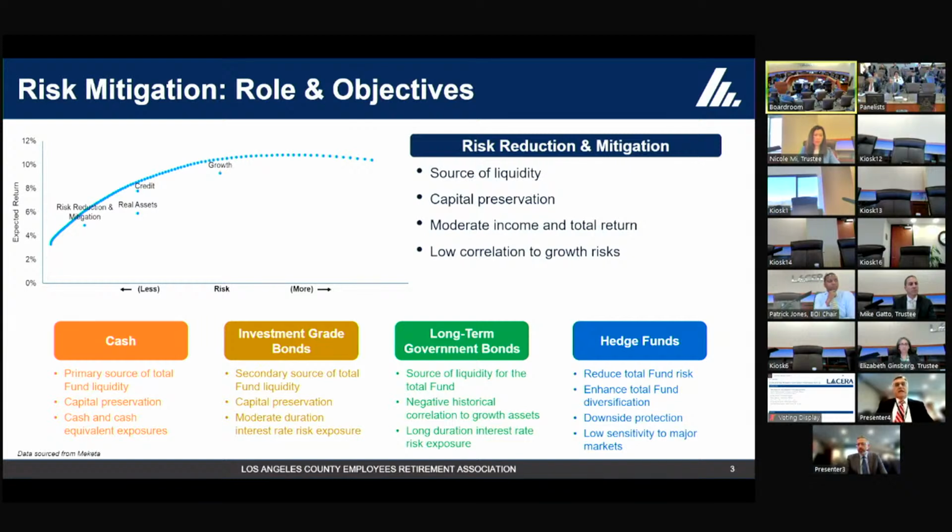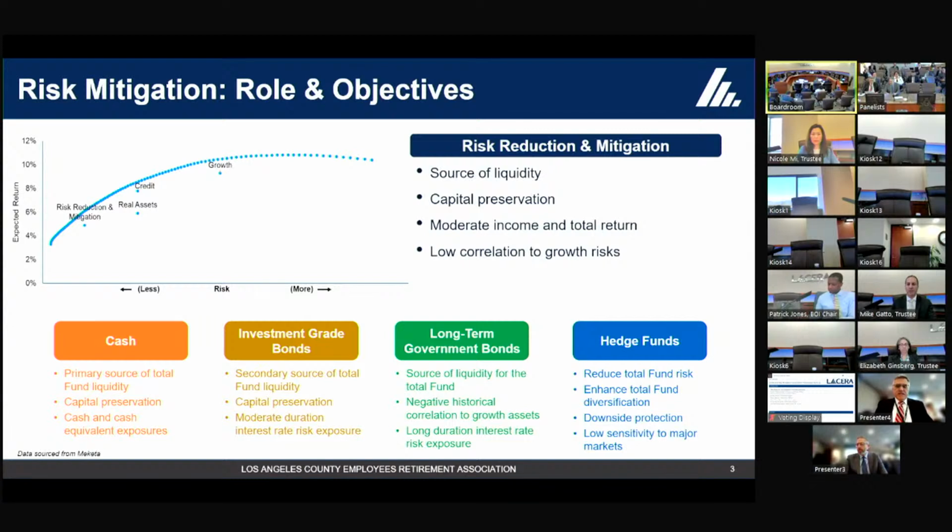We'll have more to say in each of the individual sections, but for now, I'll highlight that the primary role of cash is to provide liquidity, to pay benefits, and to rebalance. And the primary role of investment-grade bonds is to provide steady income with low standard deviation. Long Treasury bonds are in this category not because they themselves have low risk, but because historically their negative correlation to stocks has diversified the total fund and thereby reduced the fund's risk. Unfortunately, long-term Treasury bonds didn't provide that diversification in 2022, and I'll come back to this point in a bit.